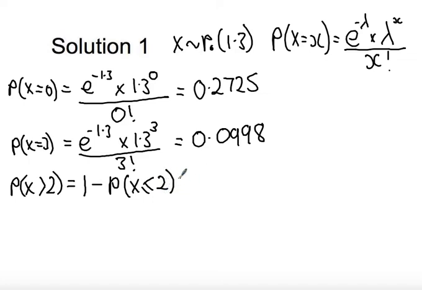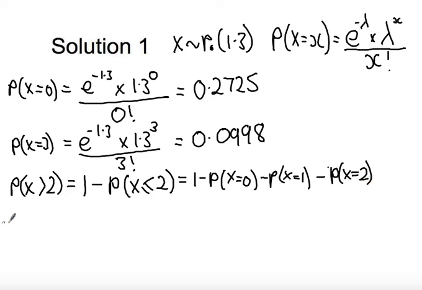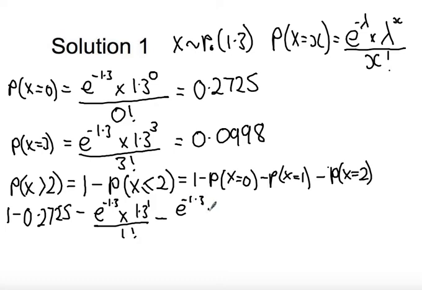And today you'll find a lot of the techniques we use are very similar to the binomial distribution. So this will be calculated by doing 1 minus probability x equals 0 minus probability x equals 1 minus probability x equals 2. So writing that out, we already have probability of x equals 0, 0.2725. So now minus probability x equals 1, so we get e to the minus 1.3 times 1.3 to the power of 1 over 1 factorial. Minus probability x equals 2, so that's e to the minus 1.3 times 1.3 squared over 2 factorial.